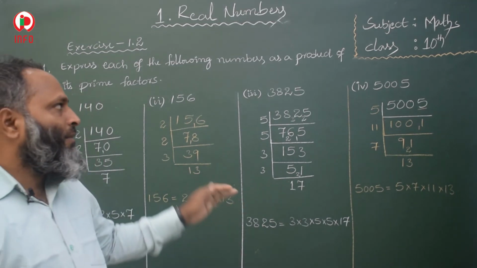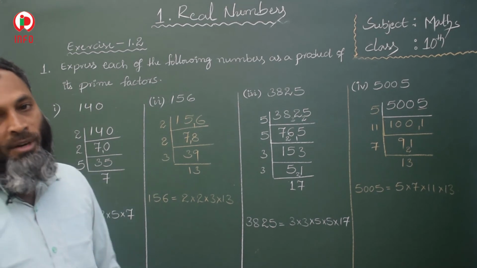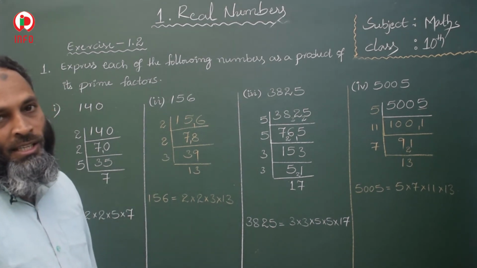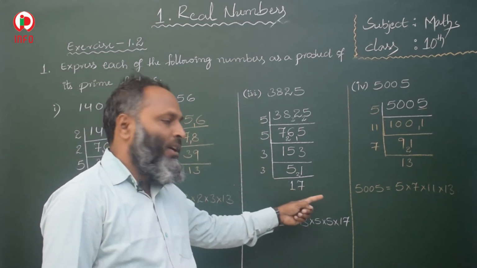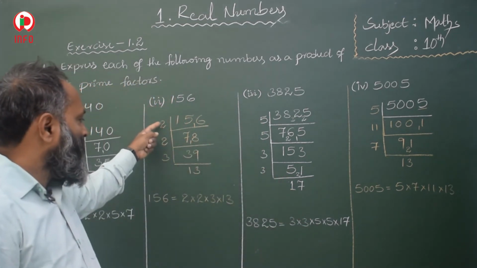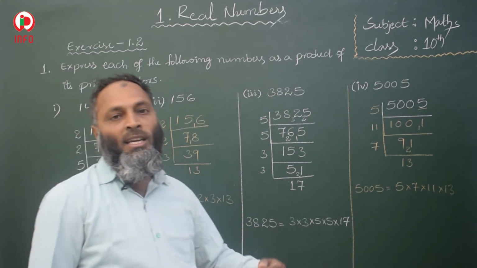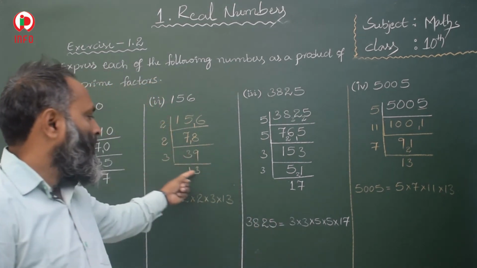Okay. So whenever he asks to write the given number as a product of prime factors, first we should think in which table it divides. Here we should take prime numbers only. We should divide with prime numbers only. No need to take composite numbers. Since the question asks for the product of prime numbers, that is why we should divide with prime numbers.